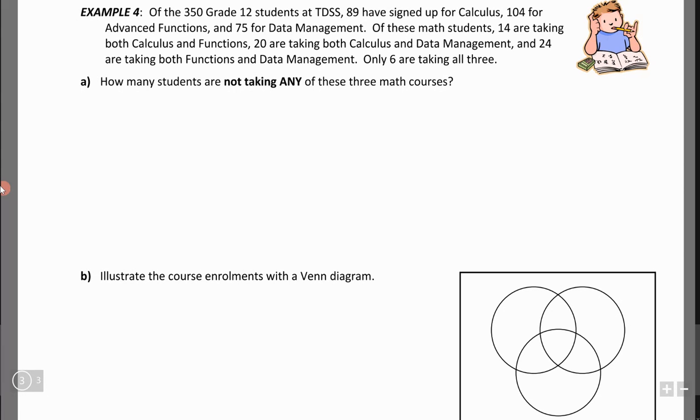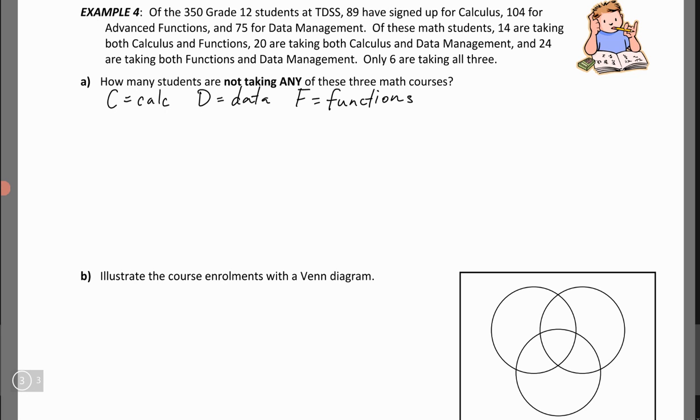So now we have 3 sets to consider. So we have C for calculus, and we'll say D is for data management, and we'll say F is for functions, advanced functions.